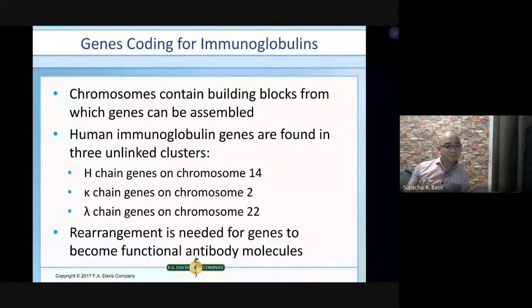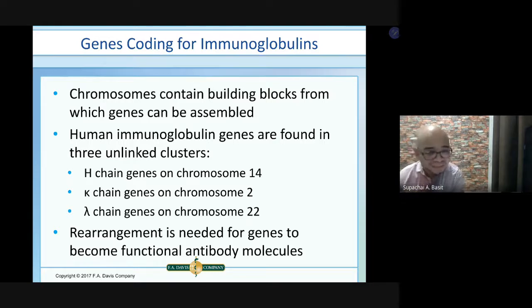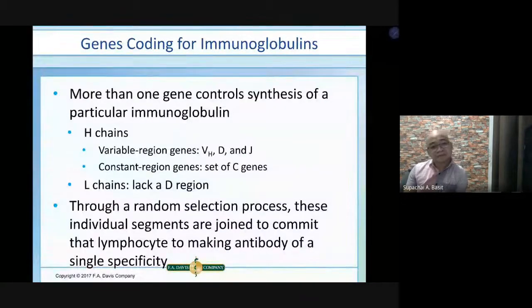Chromosomes, as we all know from genetics, contain building blocks from which genes can be assembled. So, for example, chromosome number 14 will synthesize the heavy chain. Chromosome number 2 can synthesize the kappa chain of the light chain. And chromosome number 22 can synthesize the lambda chains of the light chain. So rearrangement is needed for genes to become functional antibody molecules.